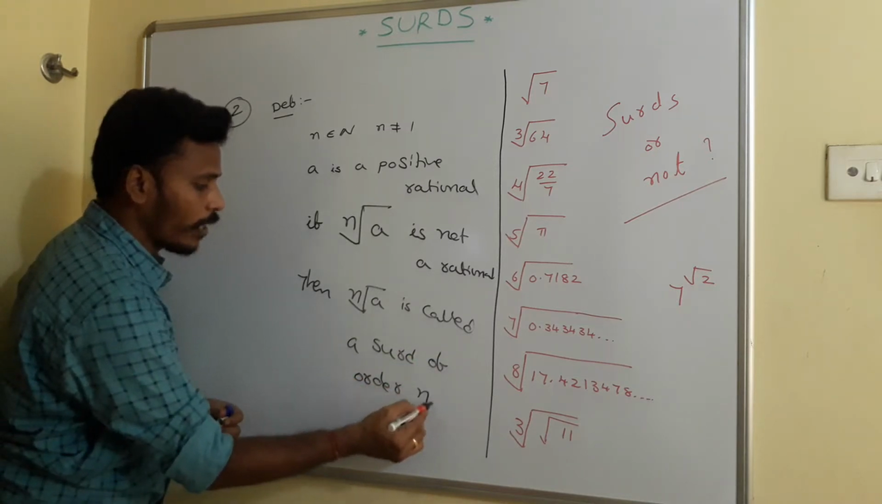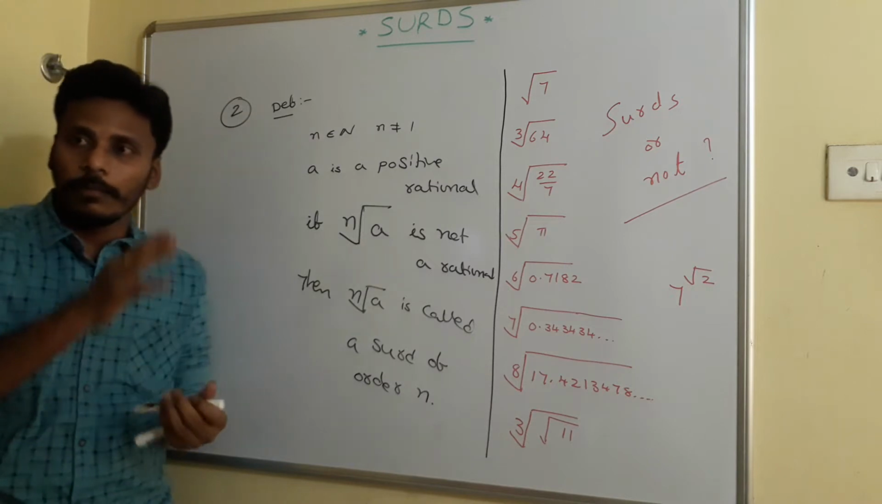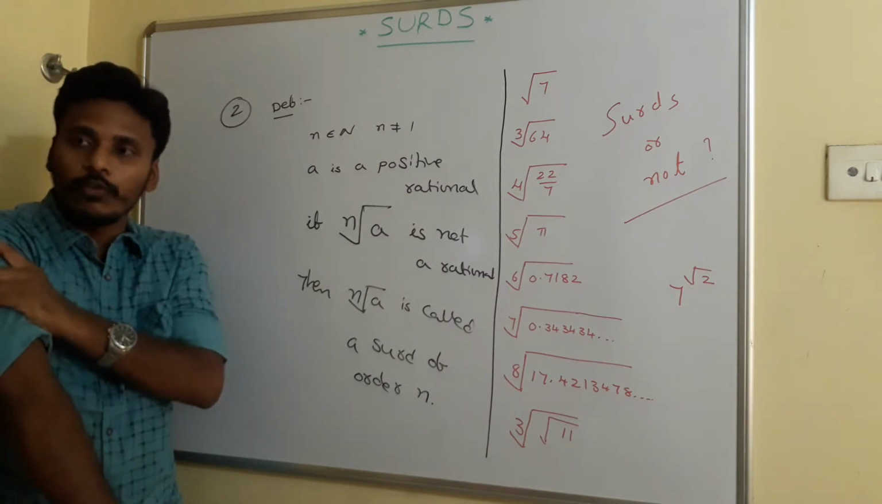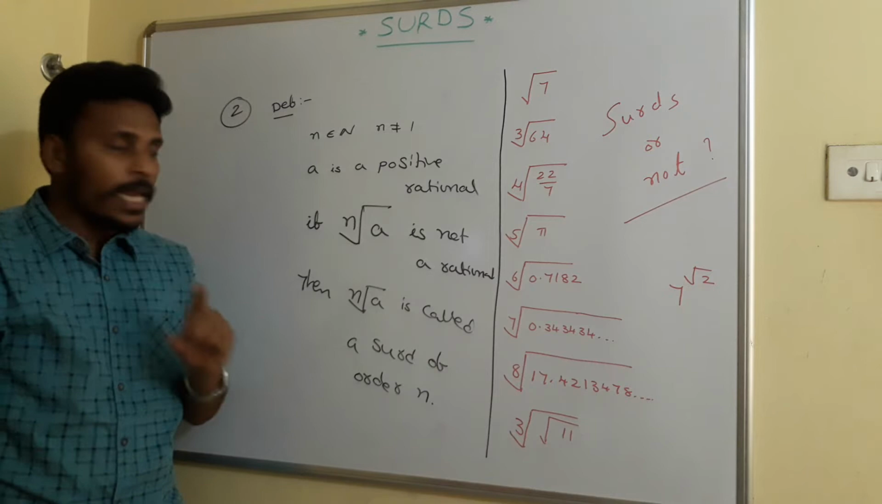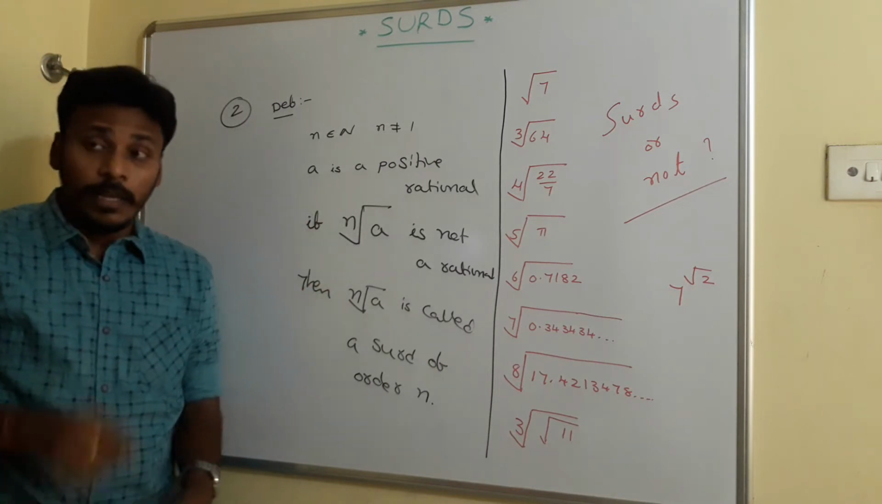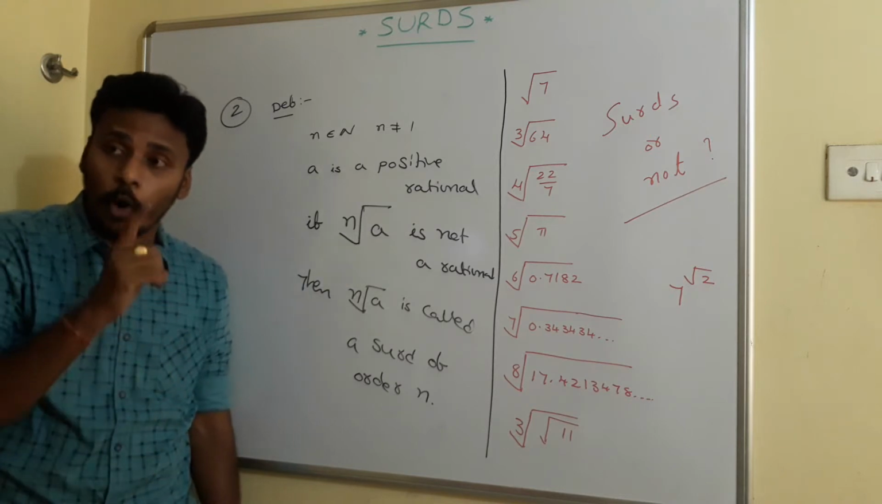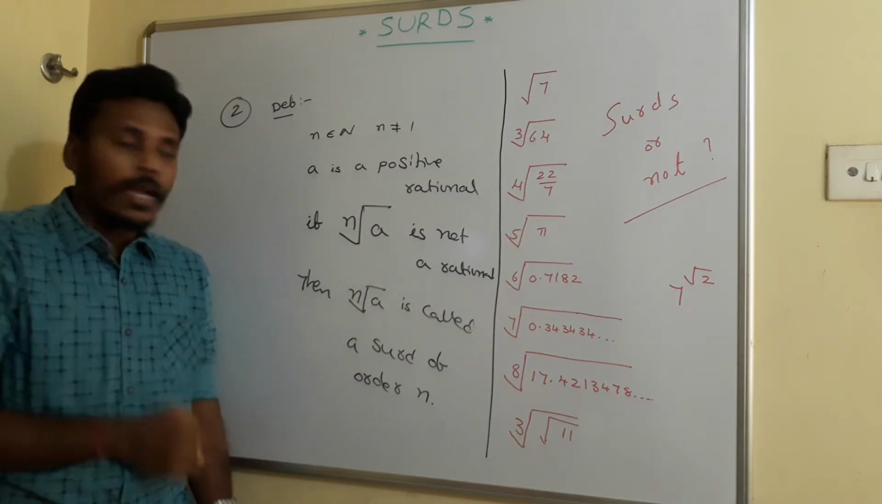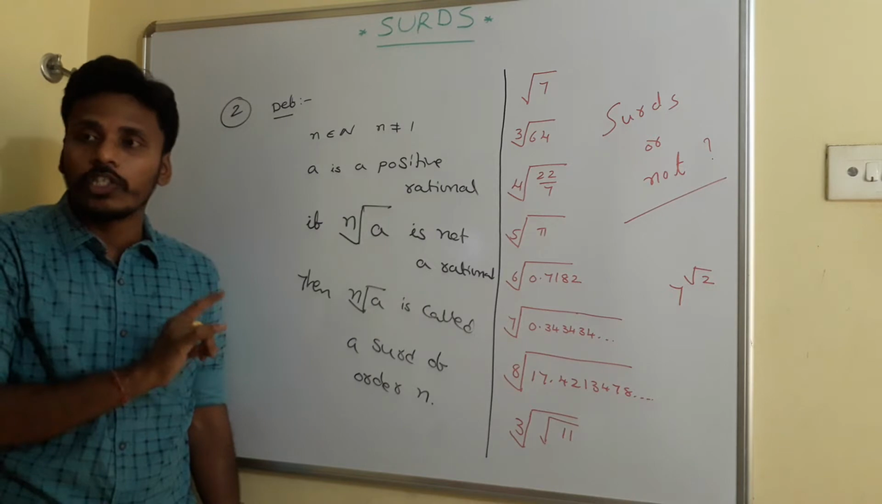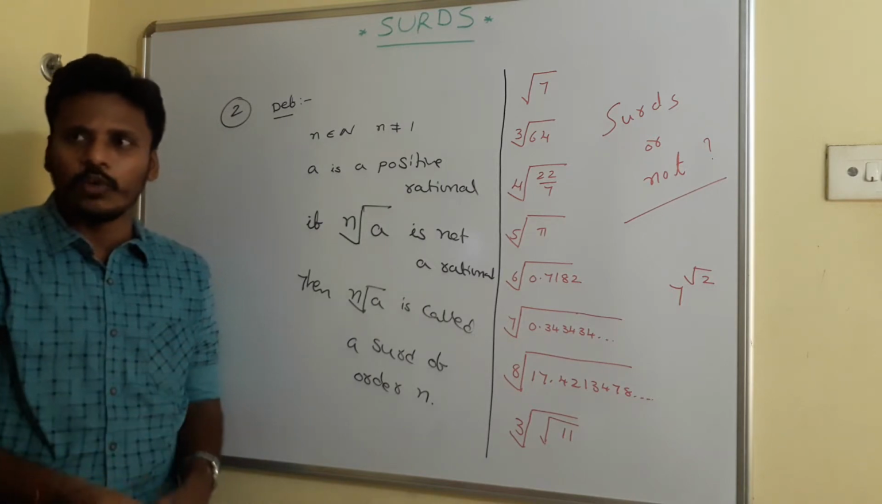Just look at the definition, right? To define a surd, you initially need a natural number n and a positive rational number a. Just keep in mind that this a should be a positive rational, right? And this n is a natural number, but it is not equal to 1. If it is 1, there is nothing to discuss.